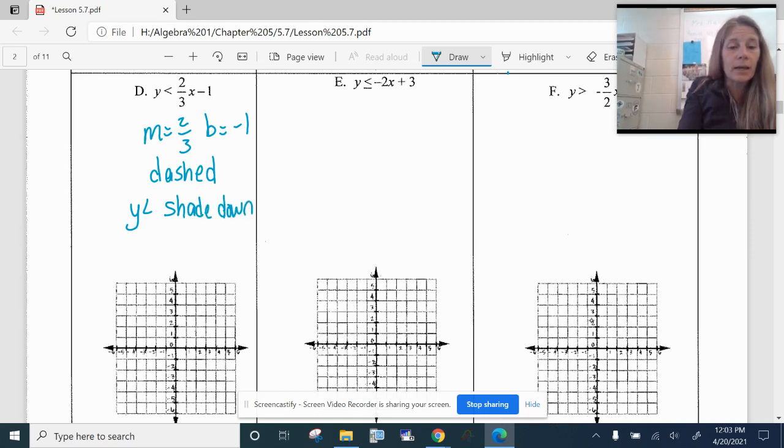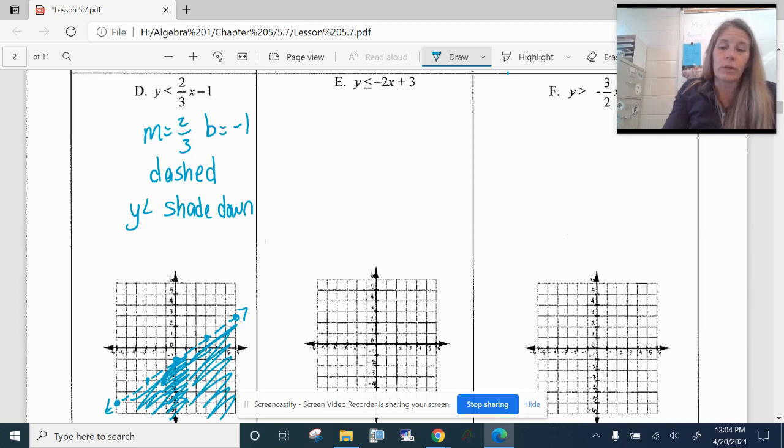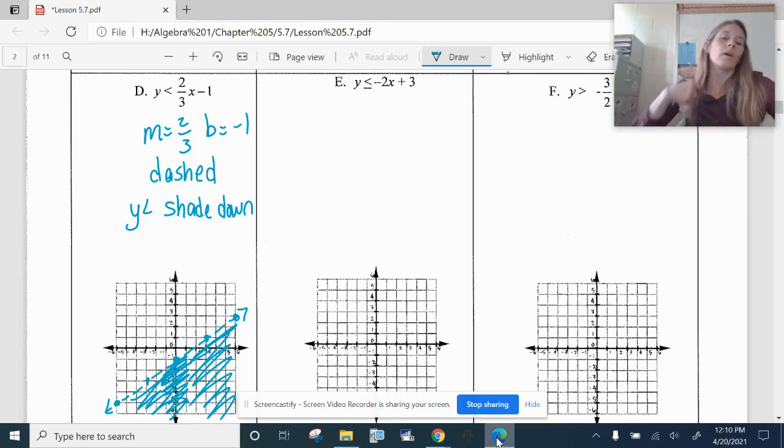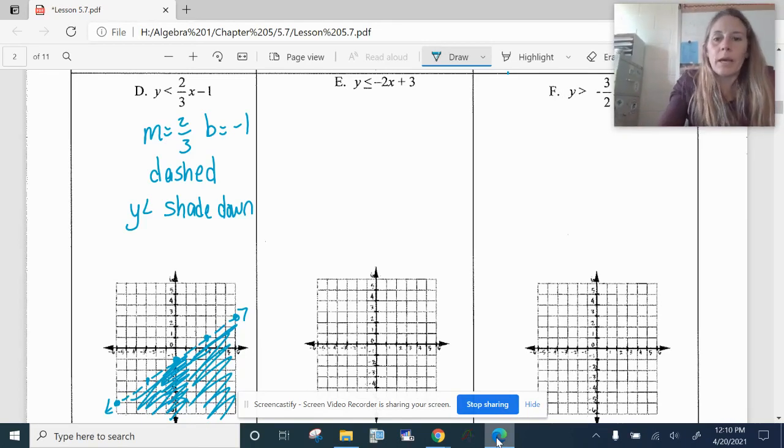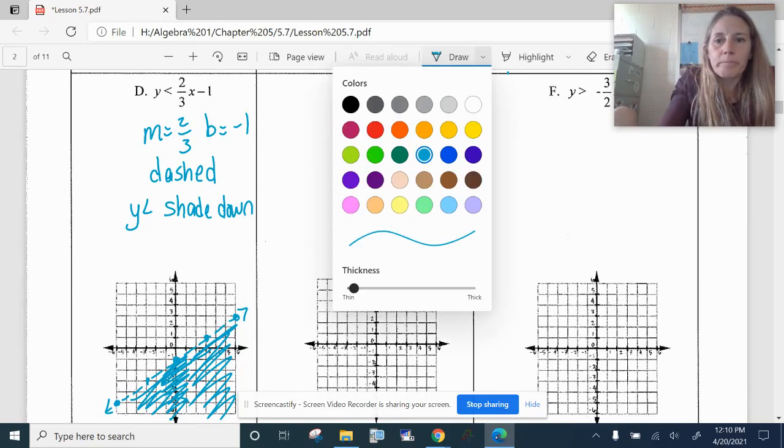And y is less than tells me I'm going to shade down. So I begin at the -1. I'm going to move up 2 and over 3, or down to the left 3. I'm going to do my dashed line through there. And I'm going to shade down the y-axis, which is going to complete from there.